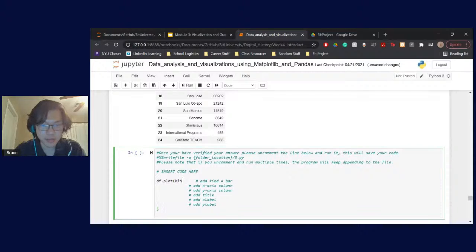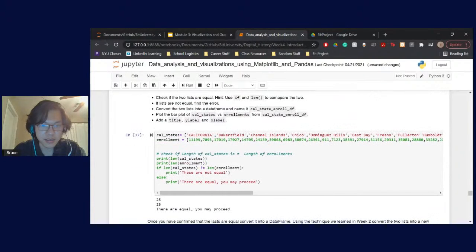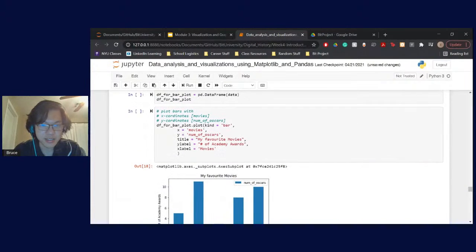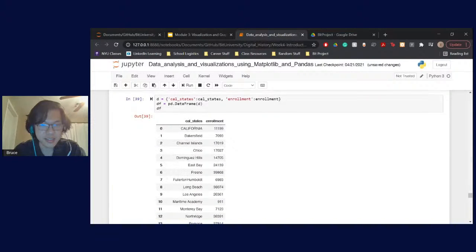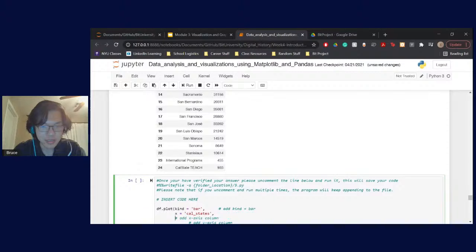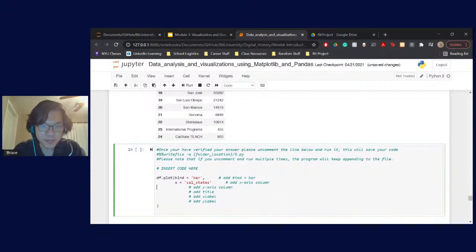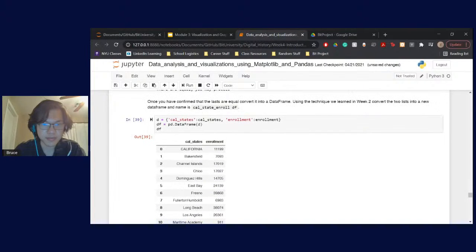df.plot, and then we set kind equal to bar. They have told us this here. That was very kind of them. Add an x-axis column. Right. Remind ourselves how to do that. The x-axis is movies, but in this case, it is Cal States. Add the y-axis column. Y is equal to enrollment. The title. What do I want to call it?